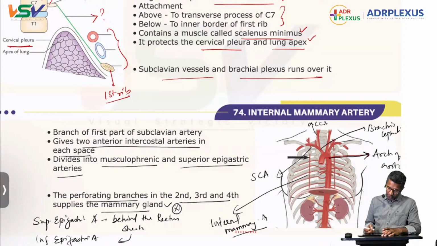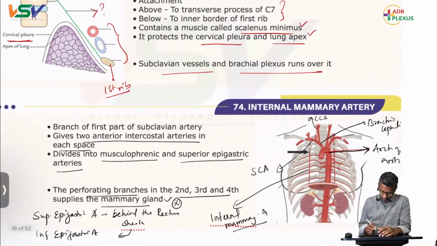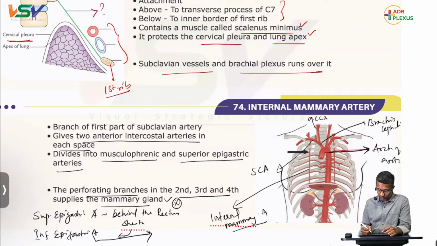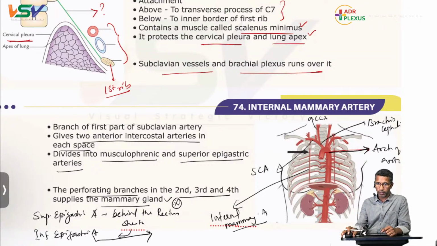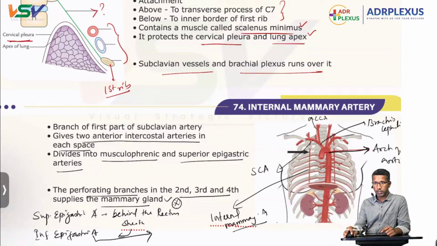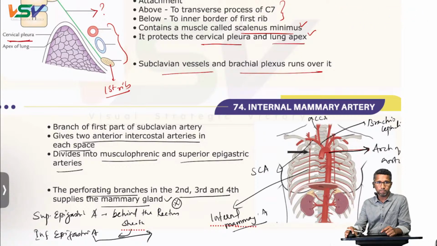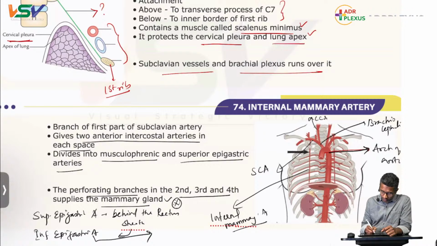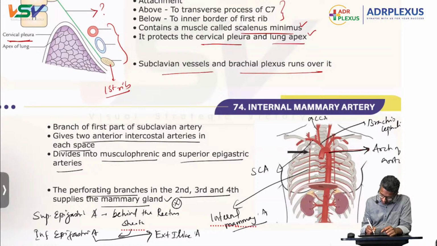Okay, this inferior epigastric artery is a branch of, can anybody tell me, inferior epigastric artery is a branch of? Superior epigastric artery is a branch of the subclavian artery, we know that. Inferior epigastric artery, very, very important question. Inferior epigastric artery is a branch of the external iliac artery. Very, very important point. Okay, very good Vignesh, very good.